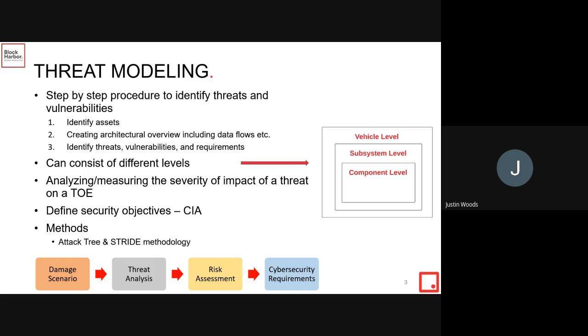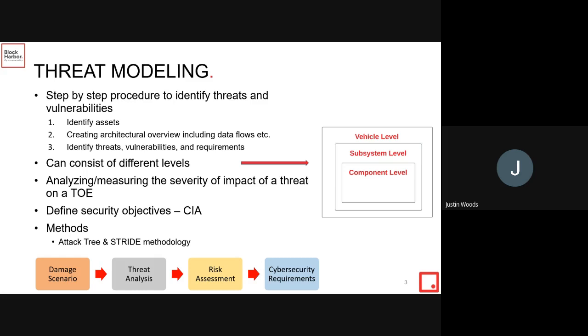So what this is saying is once we know all of the different components of the vehicle or of the specific feature that we're doing a TARA on, we can have a model and an overview of how everything is flowing together so that when we do get to this next step of identifying threats, vulnerabilities, and requirements, we're able to use that understanding of how things are moving to know how any attack may propagate throughout the system or can be affected from one ECU to another.